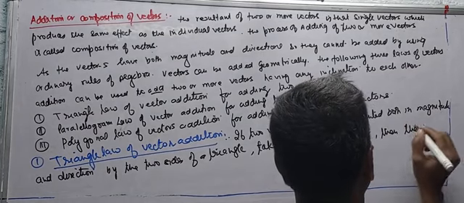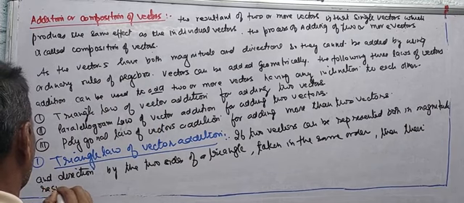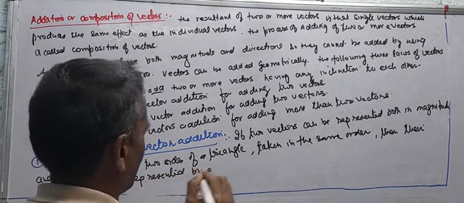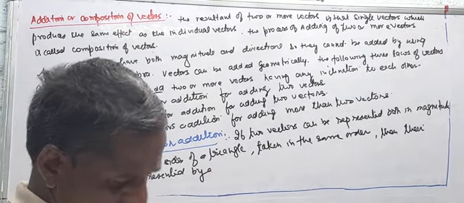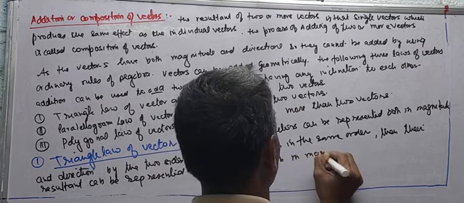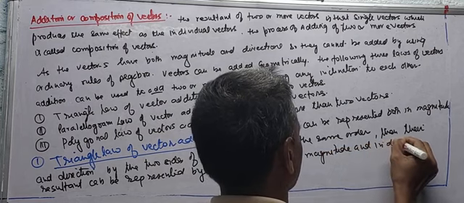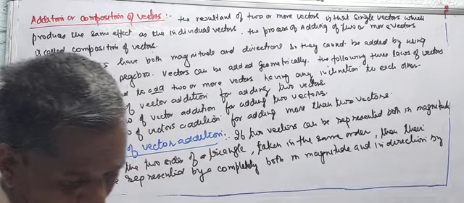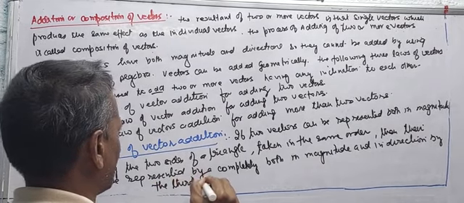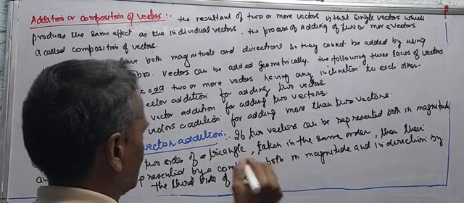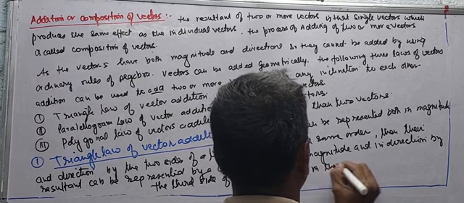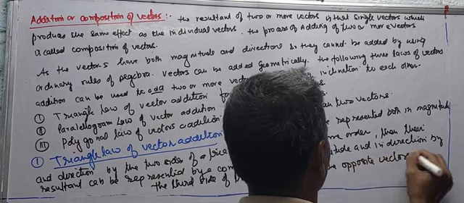their resultant can be represented completely both in magnitude and in direction by the third side of triangle taken in the opposite order.